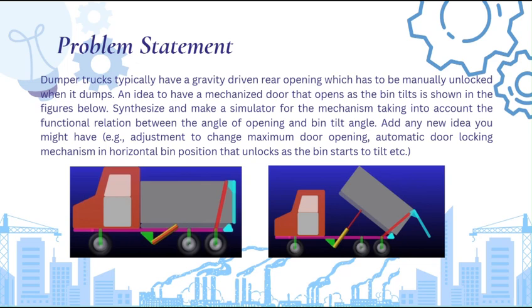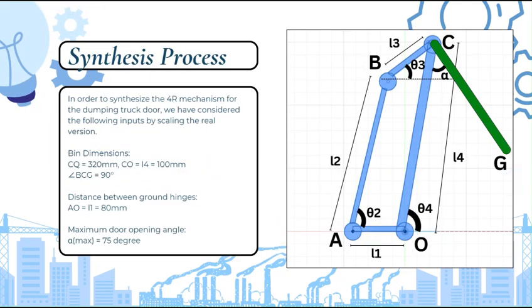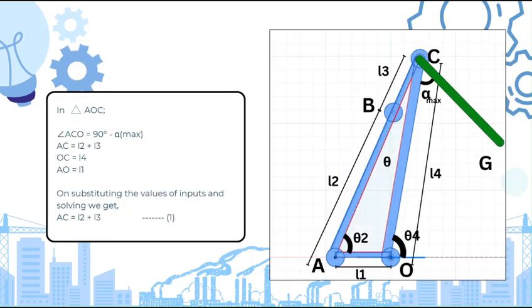We also aim to relate the bin tilt angle to the door opening angle and allow control over the maximum opening. To begin the synthesis, we scaled down real dumper dimensions. The key inputs were CQ, which we took as 320 mm, CO as 100 mm, the angle at C taken as 90 degrees, ground hinge spacing AO as 80 mm, and a maximum required door opening angle of 75 degrees. Using these, we formulated a 4-bar linkage for door actuation as shown in the figure.